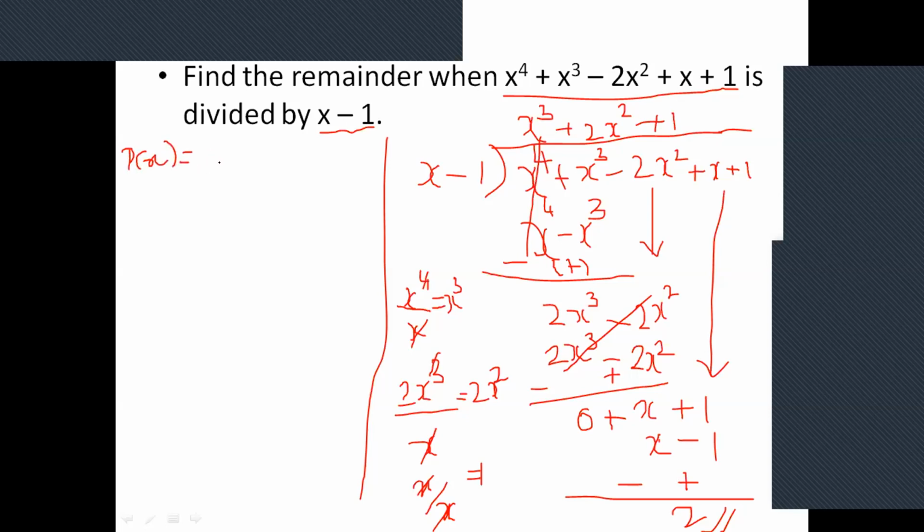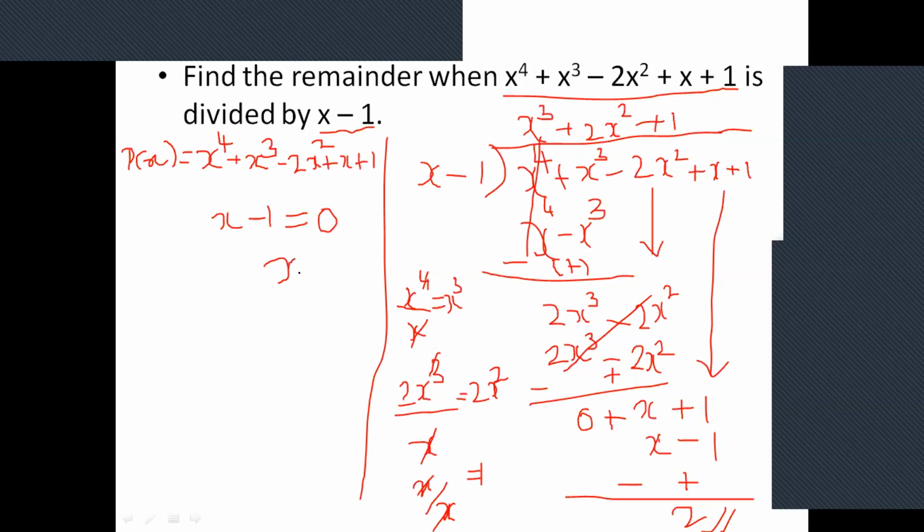So p of x is given as, please understand, this is the long division method, and now what I am doing is the remainder theorem method. Suppose they have given it like this, plus x plus 1 here. What you have to do first is take x minus 1, put it equal to 0, and then you get x is equal to 1.